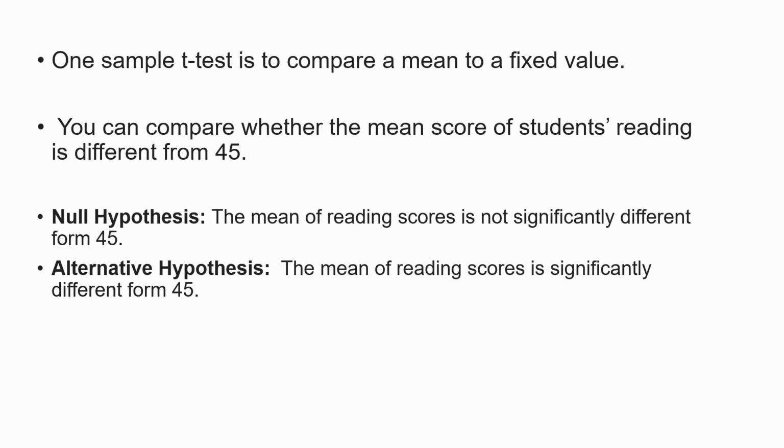We can write a null hypothesis and an alternative hypothesis as follows. One is that the mean reading score is not significantly different from 45. Alternatively, you just remove the "not" and say that the mean reading score is significantly different from 45. Okay, now we have a basic idea about what a one sample t-test is. We're going to see how we can do that in SPSS.